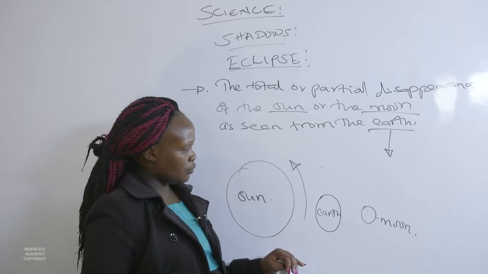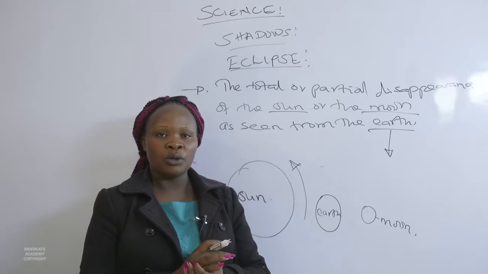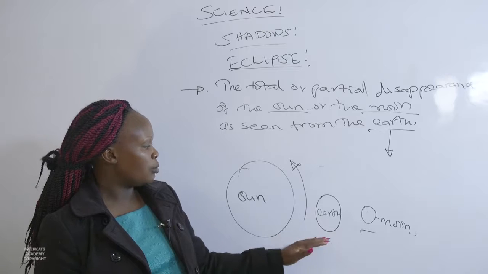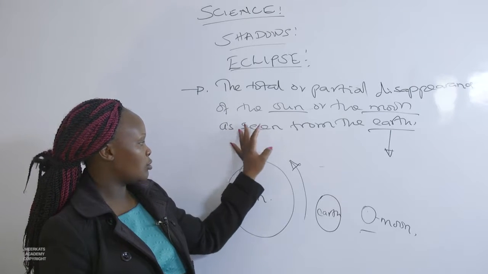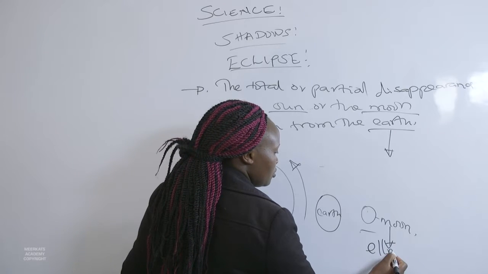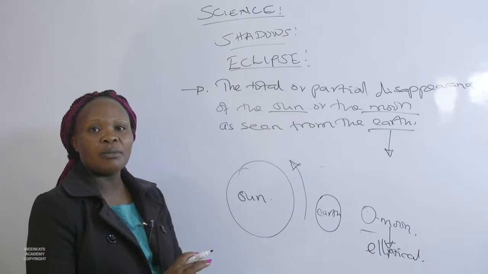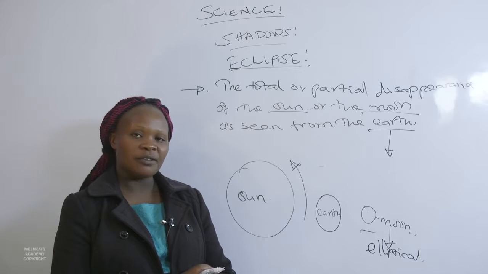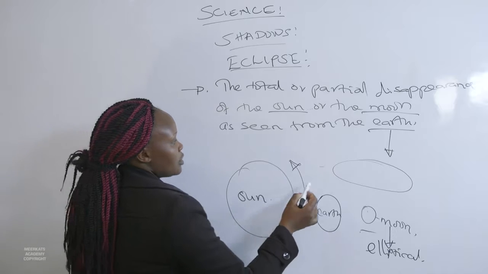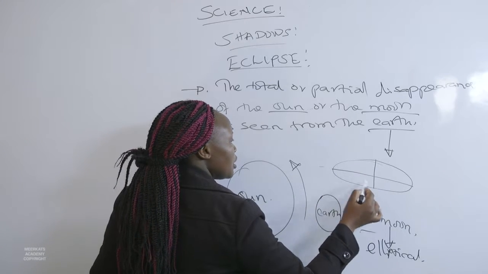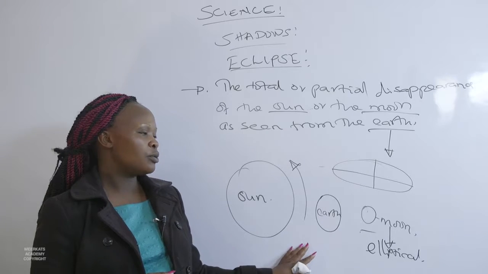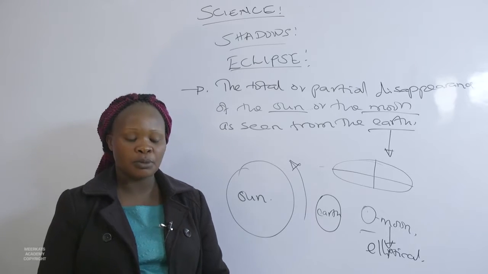Now, the path of the earth and that of the moon are not equal. That of the moon is much smaller compared to that of the earth. However, the orbits are always around the sun, much as we say that of the moon is elliptical, which means it's not a perfect circle. There are some points, some diameters that will be bigger than others, and therefore we appreciate that fact when it comes to the types of solar eclipse that we can have.